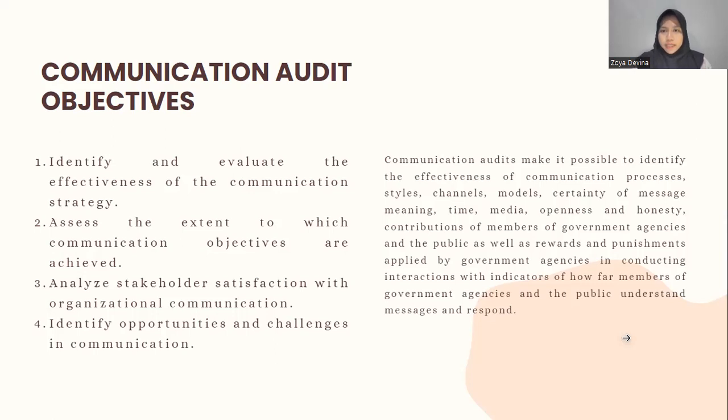Communication audits make it possible to identify the effectiveness of communication process, style, channels, model, certainty of message meaning, time, media, openness, and honesty, contribution of members of government agency and the public, as well as rewards and punishment applied by government agency in conducting interaction, with indicators of how far members of government agency and the public understand the message and how they respond.